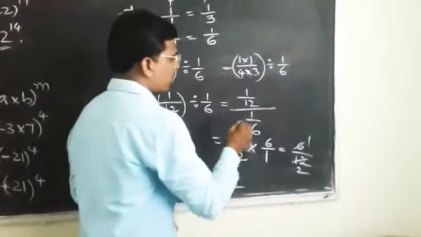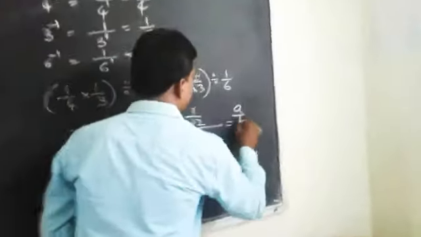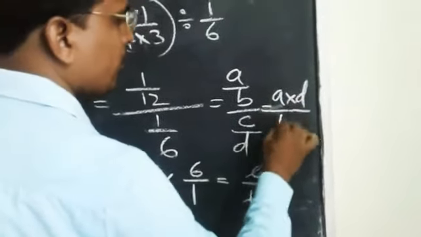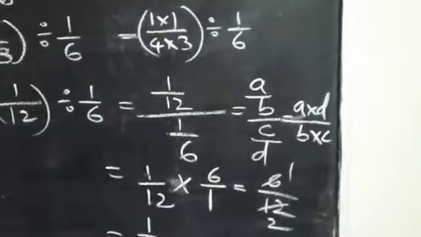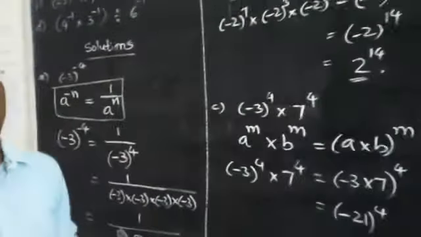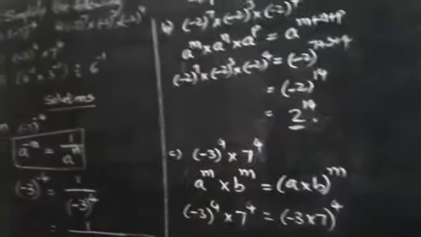In our 7th class we have one formula: a by b whole divided by c by d will be equal to a into d by b into c. So this is the formula from 7th class. See, by using these laws of exponents we have to solve the problems in this manner. Okay. Next, second question.